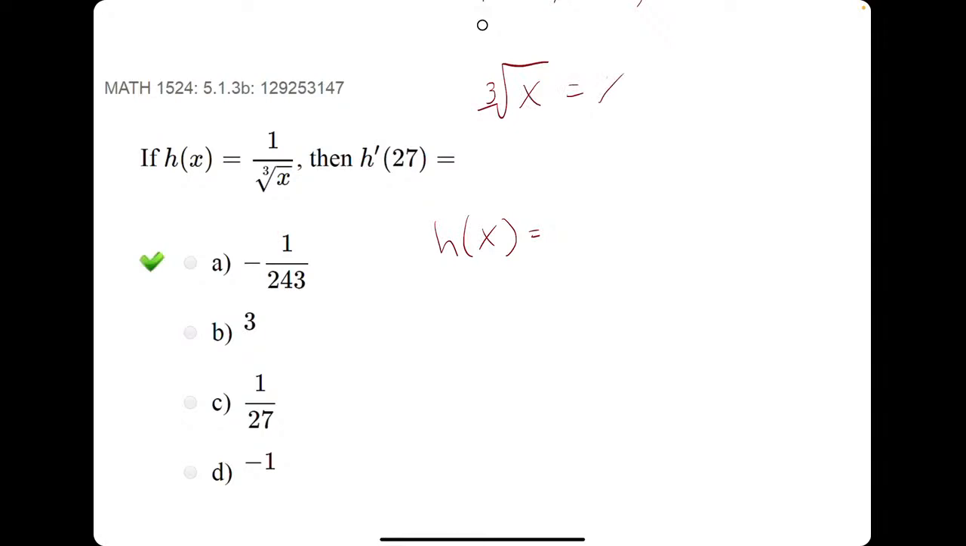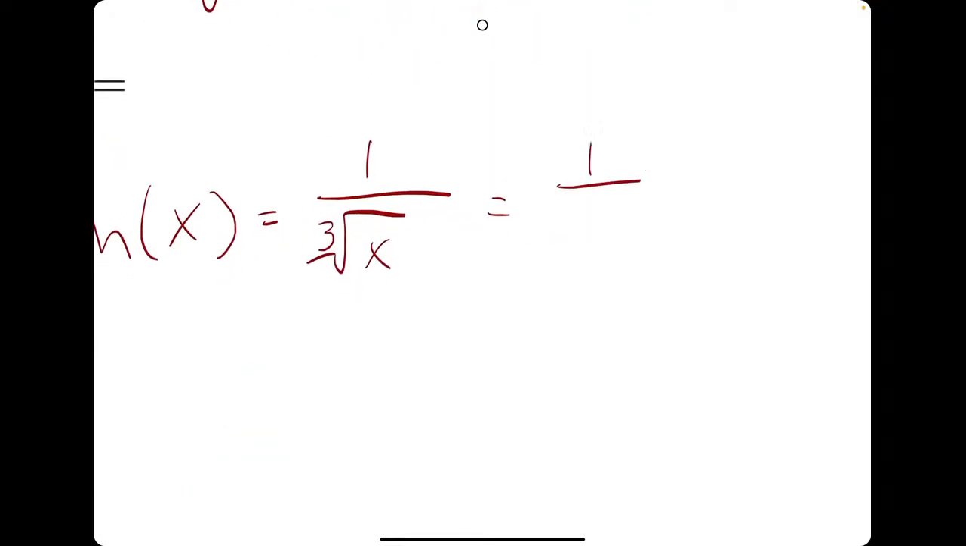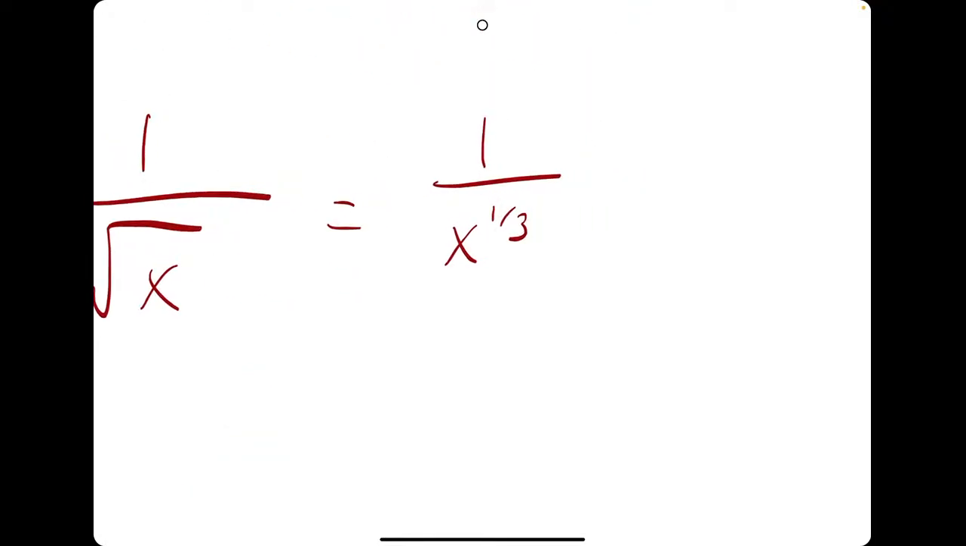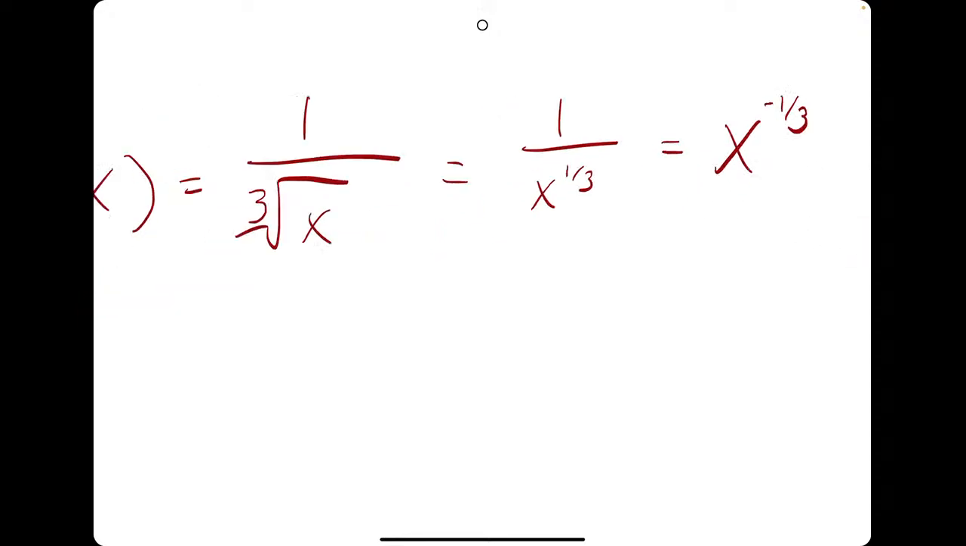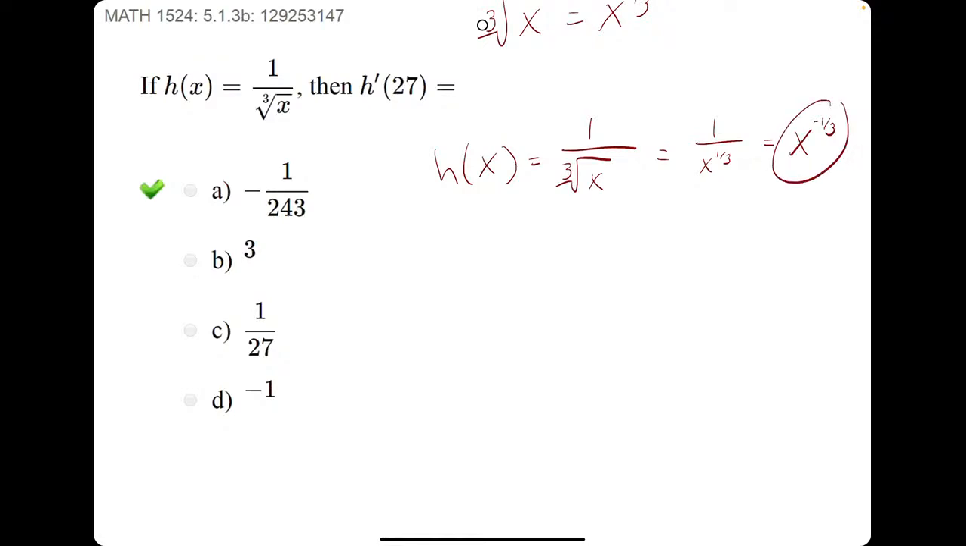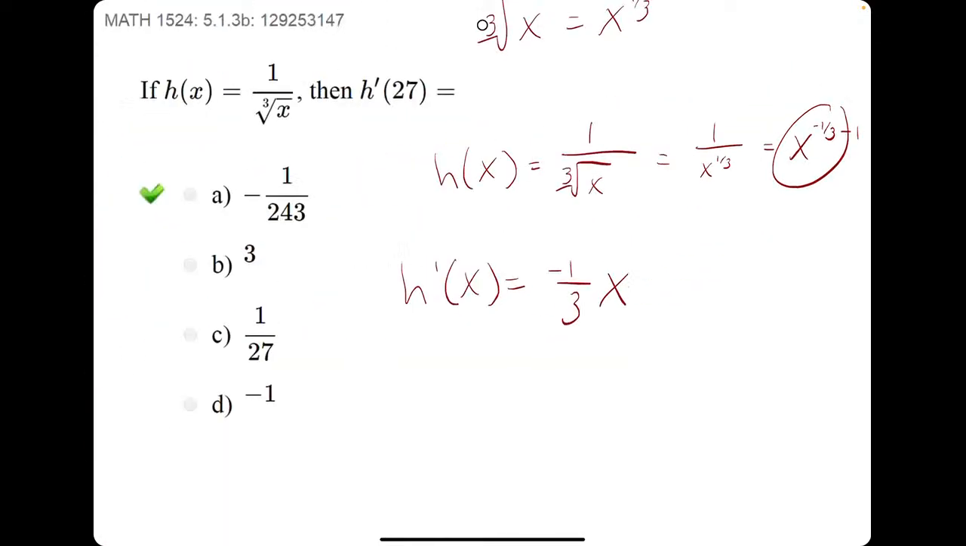Cube root of x is x to the 1/3, which means 1 over cube root of x is equal to 1 over x to the 1/3. Anytime we see x on the bottom, we want to rewrite it on top with the help of negative exponents. So rewriting this entire function before we take its derivative is x to the negative 1/3. So then h prime, its derivative, will use the power rule. So we'll bring down the exponent, leave the x, and subtract 1 from negative 1/3.